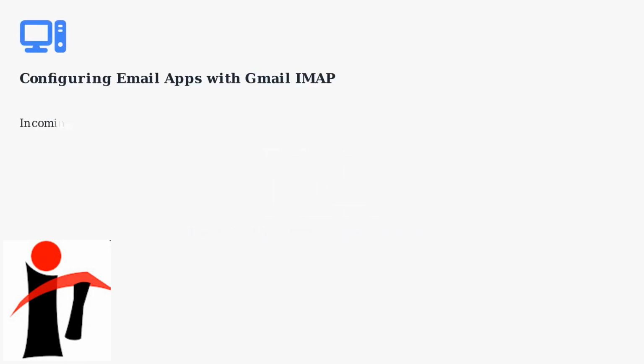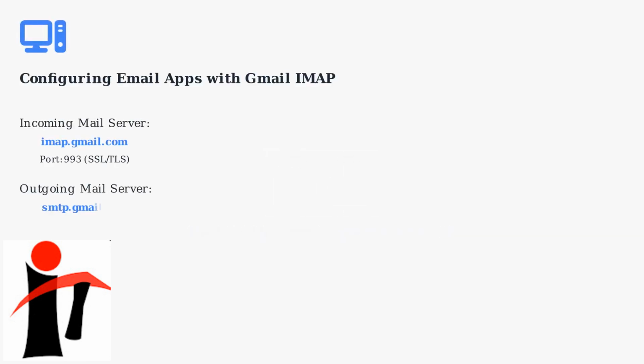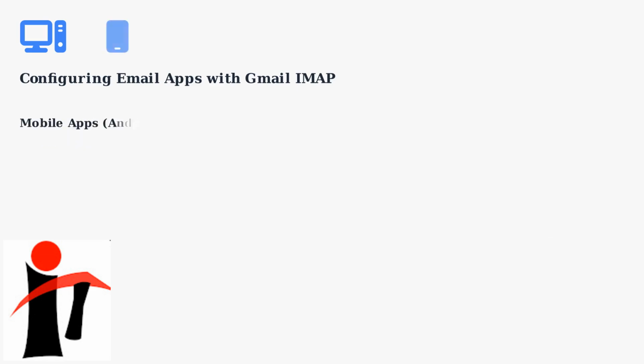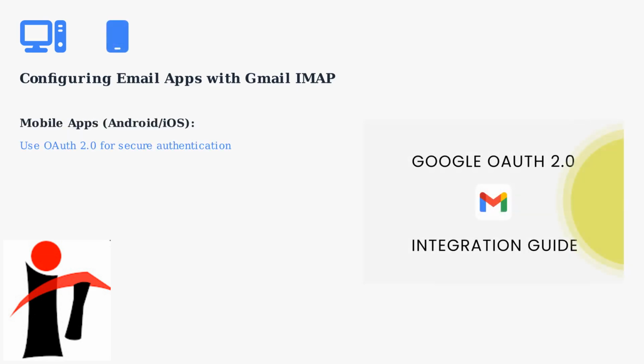Once IMAP is enabled in Gmail, configure your email applications. For desktop clients like Outlook or Thunderbird, enter these server details. For Android or iOS apps, use OAuth 2.0 for secure authentication when available.